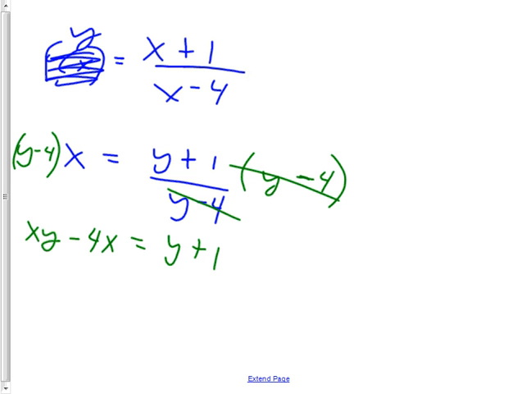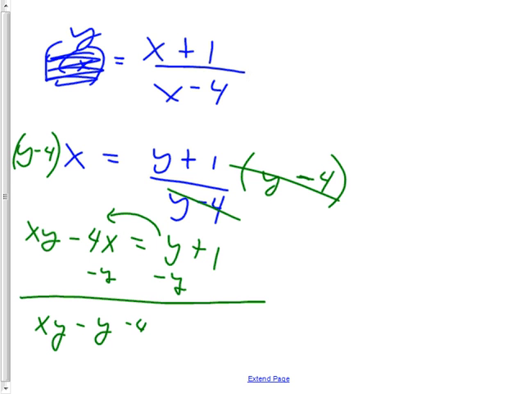Keep asking yourself, what am I trying to do here again? Get y alone. Okay, so I got to get y alone. There's two of them. If there's two of them, you got to get them both together before you can get it down to only one of them. So I got to get this y over to the other side. So I'm going to subtract y on both sides. xy minus y minus 4x equals 1.